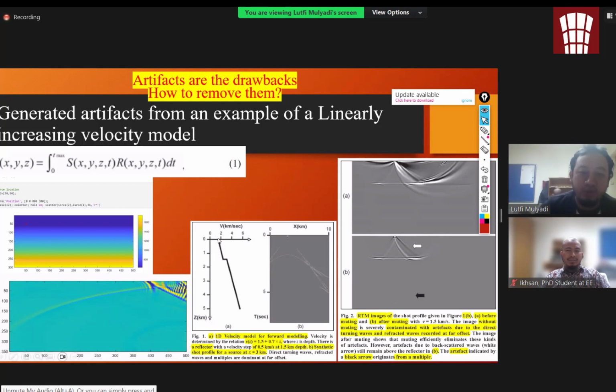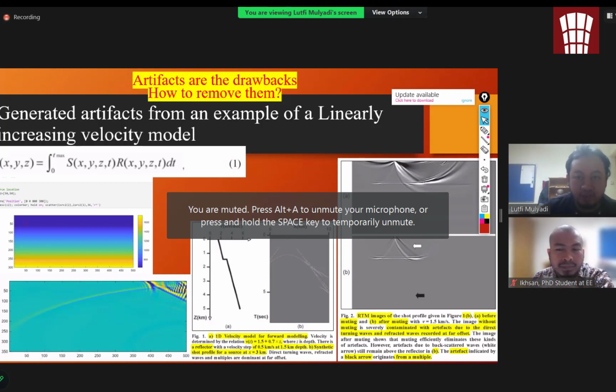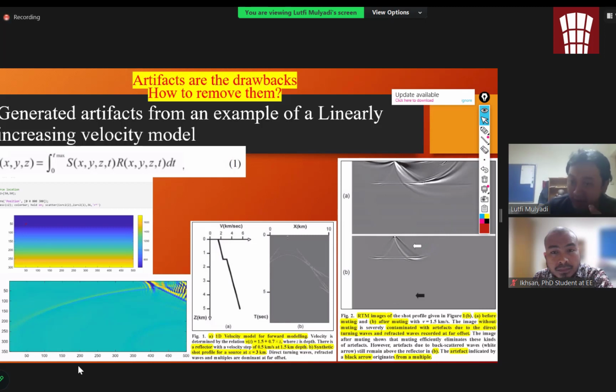Here, from 0 to about 1.5, the velocity is linearly increasing, and then we have a step velocity as a reflector, and then linearly increasing again. In my observation, we can see a diving wave here, and then it starts to have refraction here because we have a reflector. Once the velocity changes from low to higher, we usually have refraction. Then we have diving again. This diving and refraction are considered noise that we don't need, because what we want in the RTM image is just the image of the subsurface without the noise of the generated waves.